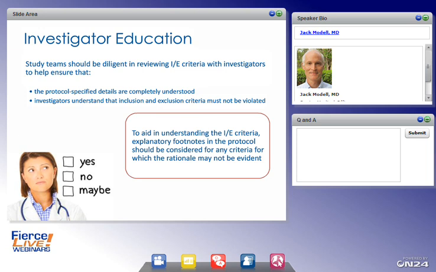Likewise, not just in investigator meetings, don't be shy or hesitant in the protocol itself to include explanatory footnotes or explanations about why certain criteria are as they are, especially if they are a little bit difficult, complex, or you think investigators aren't likely to understand or accept it.